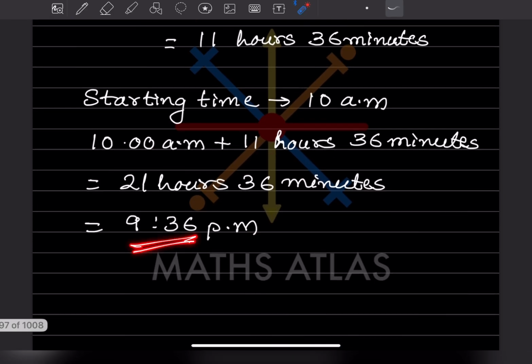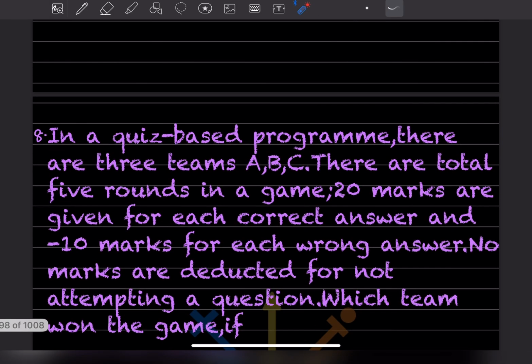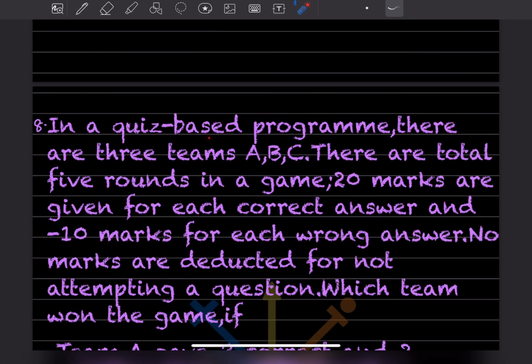So 9:36 PM. In a quick quiz-based program, there are 3 teams, that is A, B, C. There are a total of 5 rounds in the game. 20 marks are given for each correct answer, and minus 10 marks are given for each wrong answer. And no marks are deducted for not attempting a question. Which team won the game?